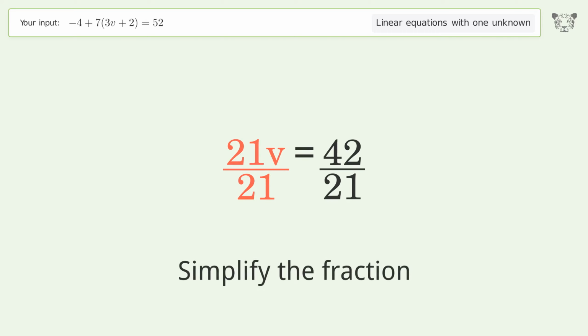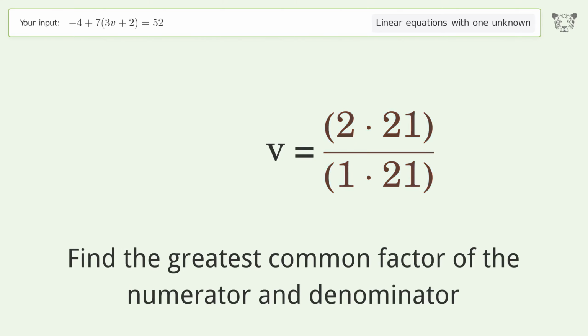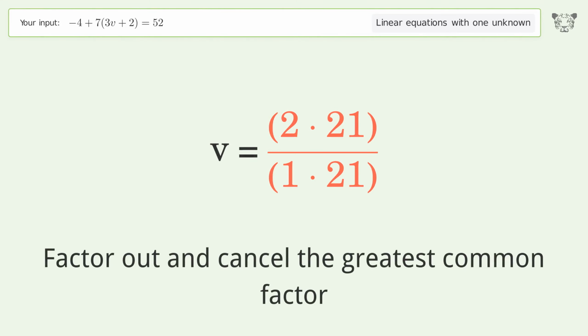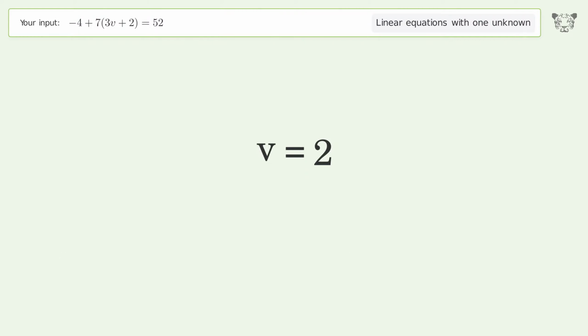Simplify the fraction. Find the greatest common factor of the numerator and denominator. Factor out and cancel the greatest common factor. And so the final result is V = 2.